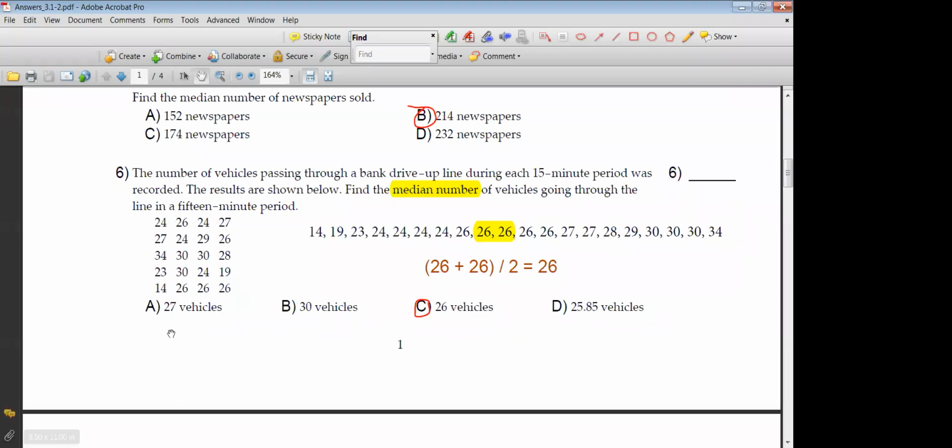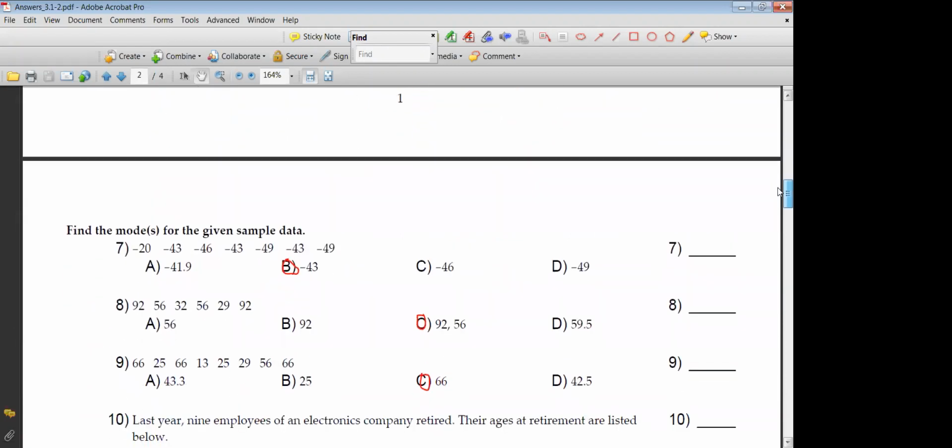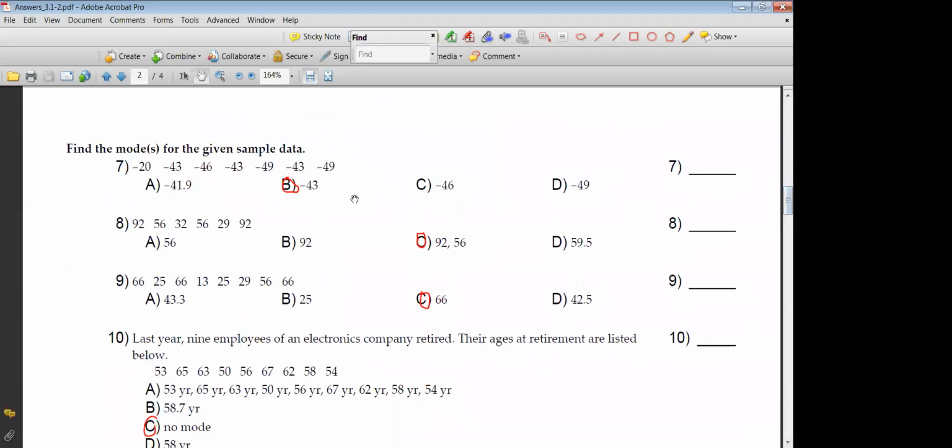I wouldn't maybe recommend doing that because there's so many numbers. You may be better off just putting them into your calc, but the option is yours. There's not one definitive way of getting to the right answer. Oh gosh, give me a break.